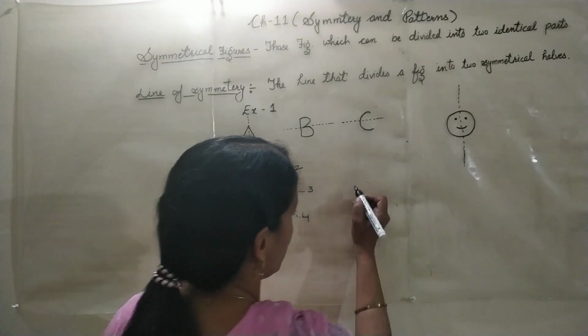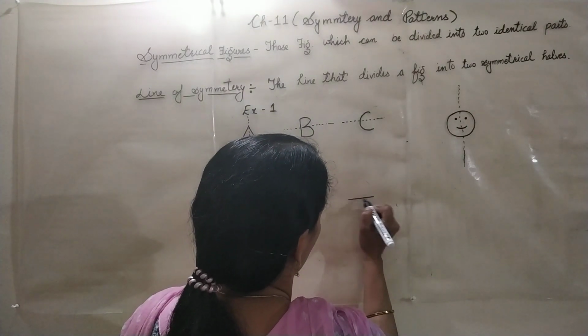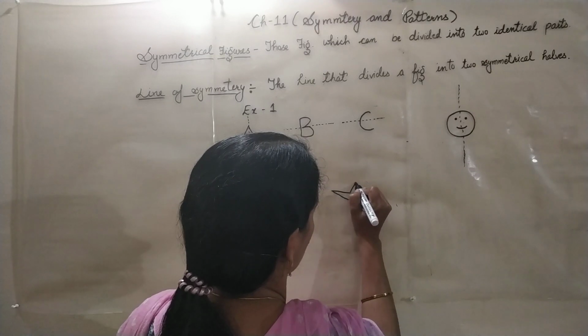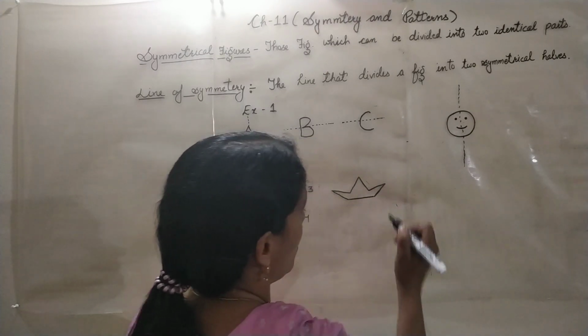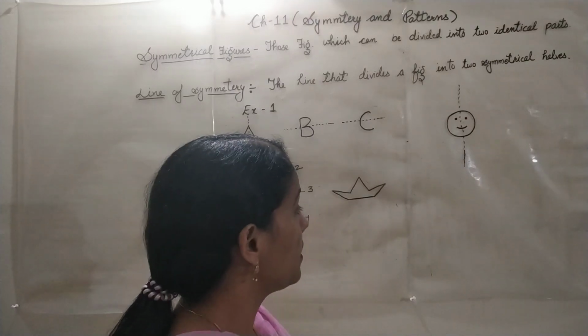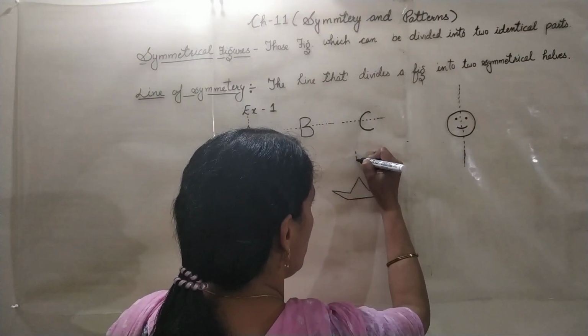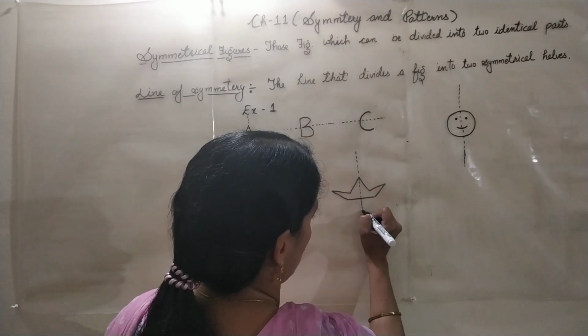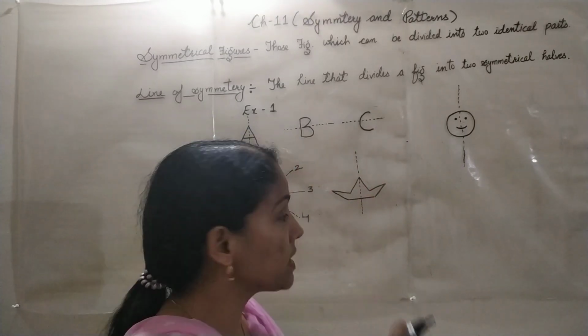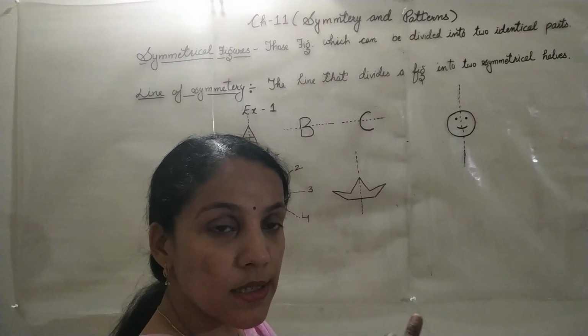Next one is given here, a shape like this. When you draw the line of symmetry here, you can draw from above to down. So this is the line of symmetry for this figure. Only one line of symmetry is here.